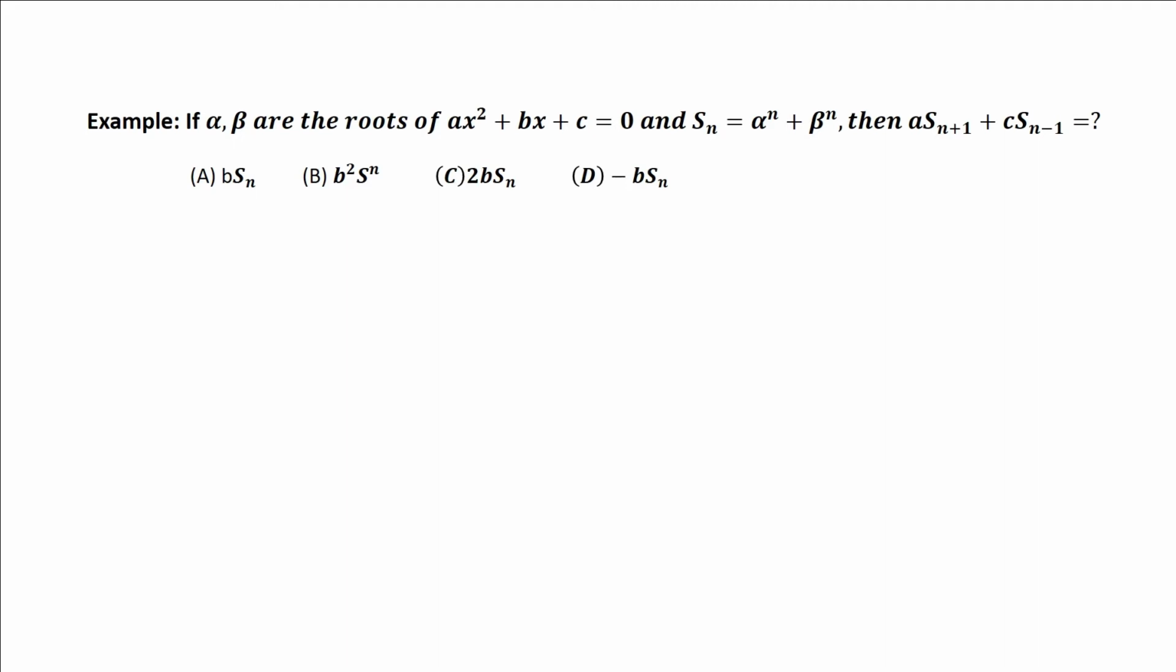If alpha, beta are the roots of ax square plus bx plus c equal to 0 and Sn equal to alpha to the power n plus beta to the power n, then a into Sn plus 1 plus c into Sn minus 1 equal to question mark. We have four options here. Now we apply the trick. Already in my previous videos I talked about some tricks.